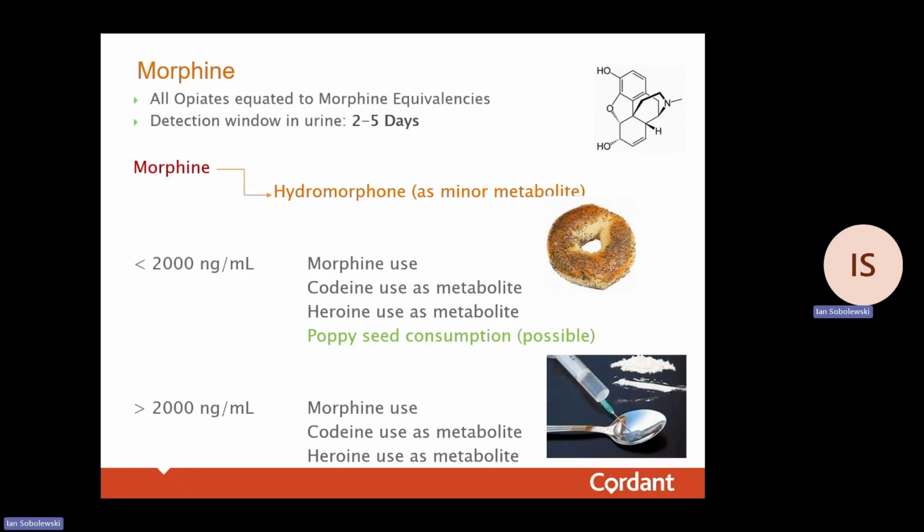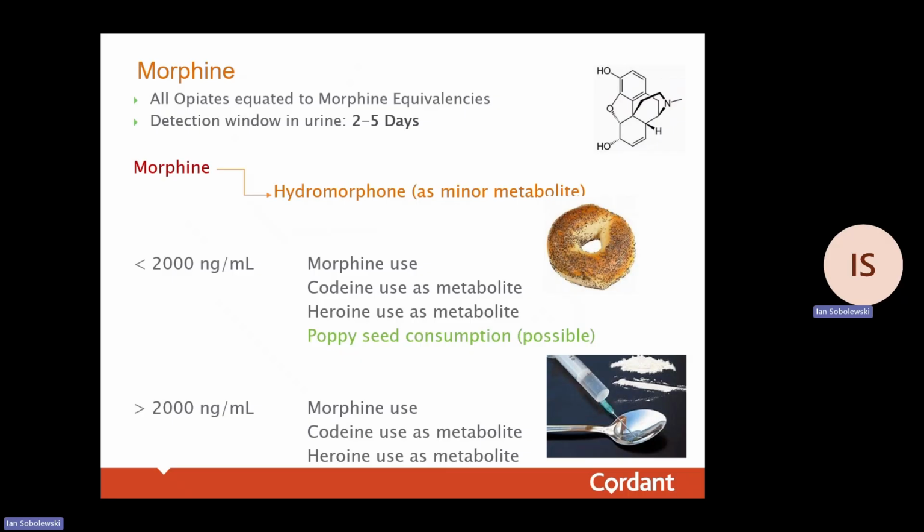Well, when we're looking for things like morphine or heroin, we're looking specifically at morphine and codeine. But morphine levels can be picked up when someone is eating poppy seeds. So now the detection window of morphine is just like the standard detection window, 2 to 5 days. And what we're looking for here is whether or not the level of morphine is above or below 2,000 nanograms per milliliter.